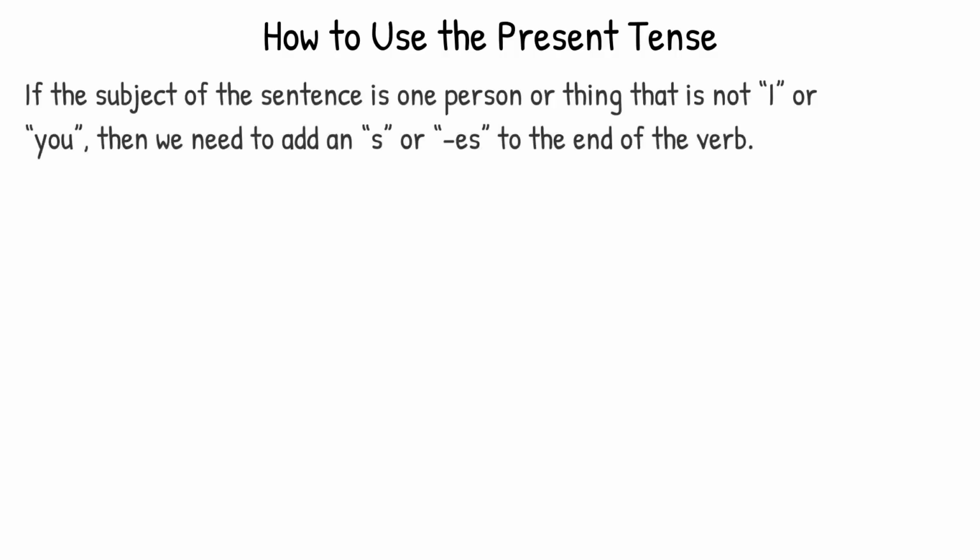If the subject of the sentence is one person or one thing that is not I or you, then we need to add an S or ES to the end of the verb. To learn more about this, check out the full lesson on talkenglish.com.